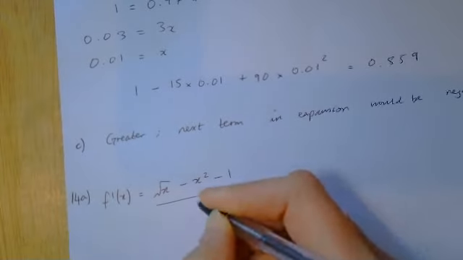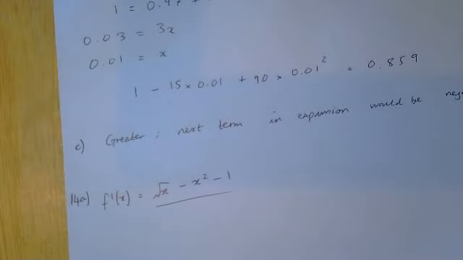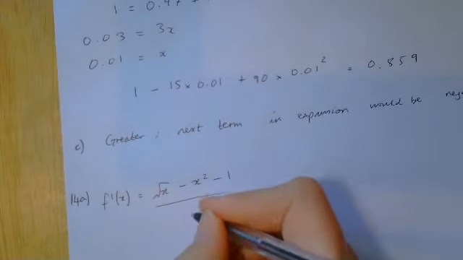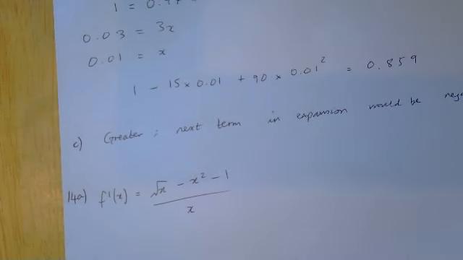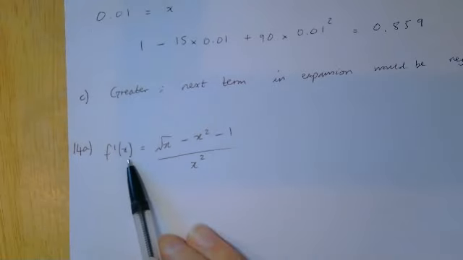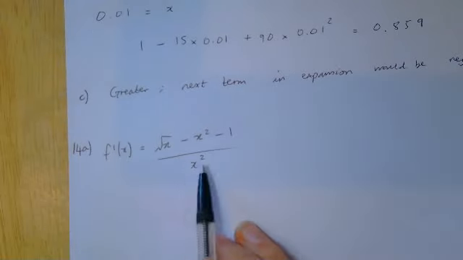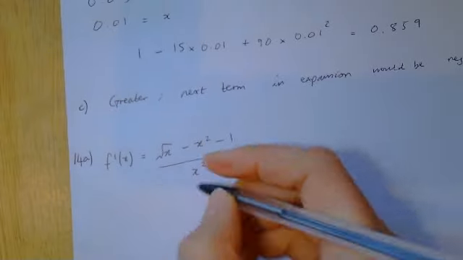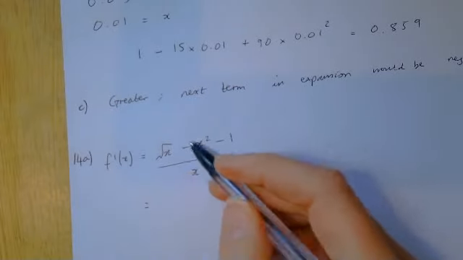We've got f dashed x equals root x minus x squared minus 1 over x squared. And I'm showing that f of x can be written like that, where c is a constant. Right, you'll notice that this is f dashed x, so we're going to be integrating in order to get f of x.